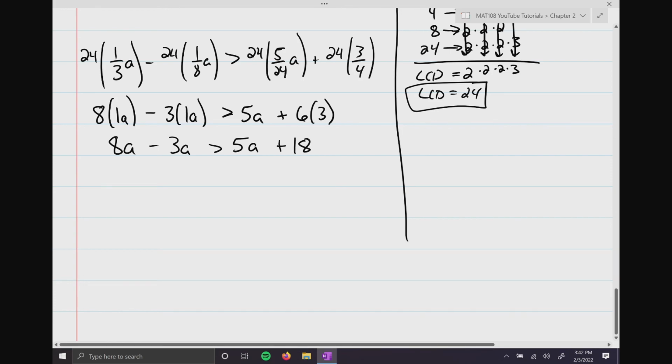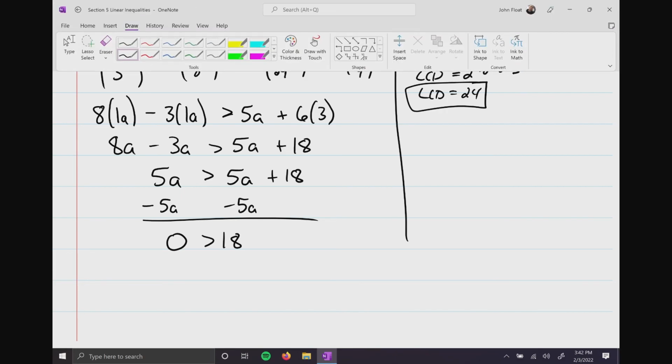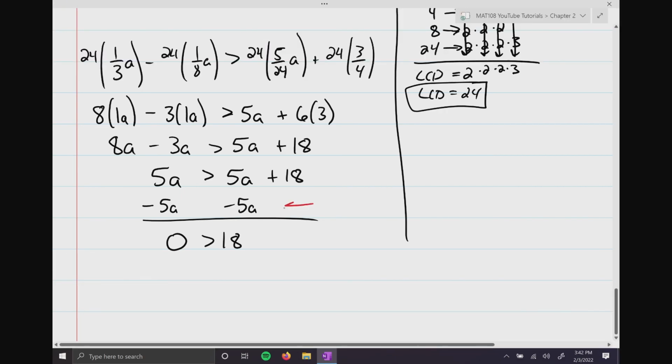Now, 8a minus 3a, we can combine them to give us 5a, which is greater than 5a plus 18. And then finally, we're going to get our variable terms together by subtracting 5a from both sides. And the same exact situation in the previous problem happened here. Notice our variables canceled out.